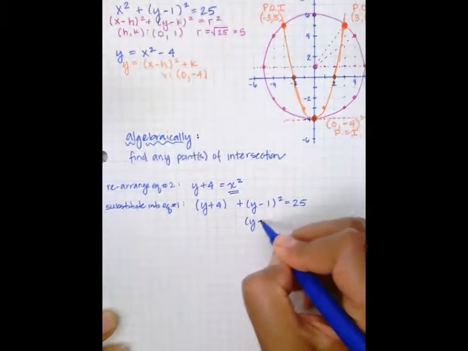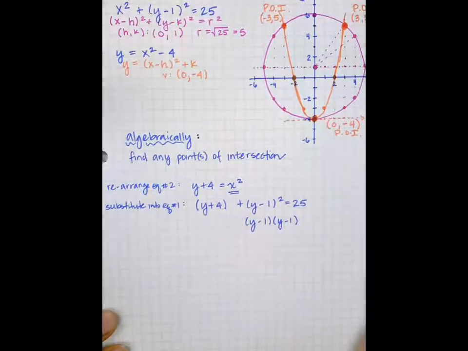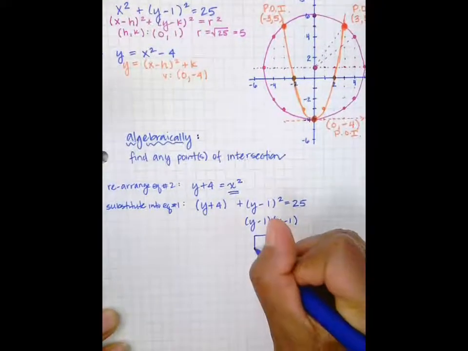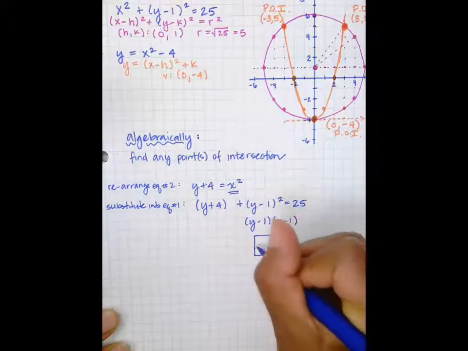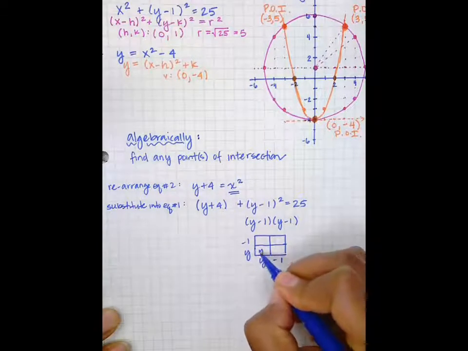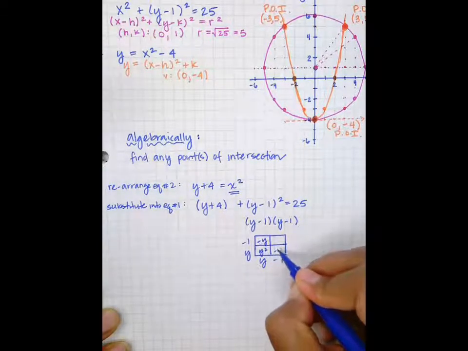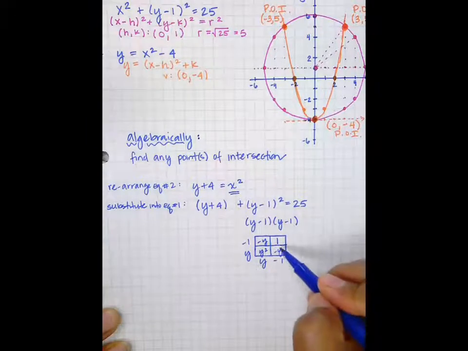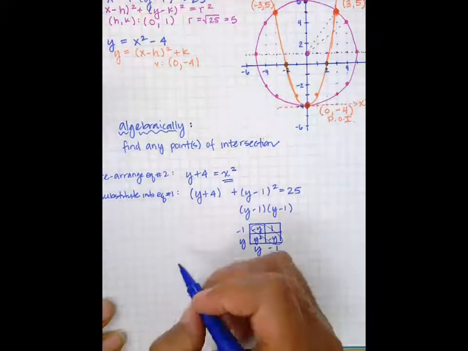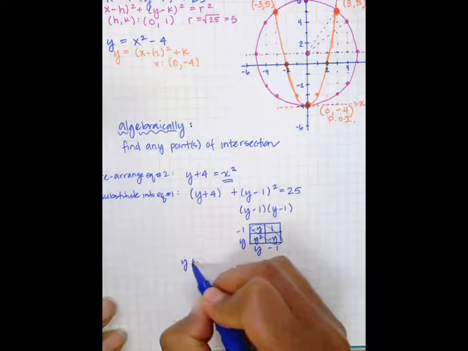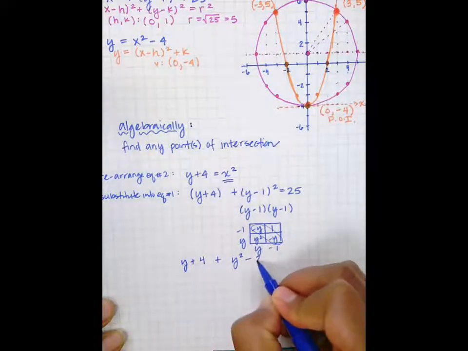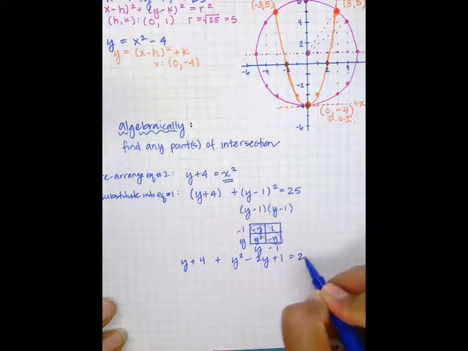As a reminder, you need to expand the y minus 1 squared. What does that really mean? You can create a quick little area model to multiply this out so you don't forget that middle term, or you could use the distributive property. If I create a rectangular area model, that's y squared minus y, and then positive 1. These two are like terms, so they combine to negative 2y. So let's simplify what I've got left: y plus 4 plus, inside the rectangle, y squared minus 2y plus 1 equals 25.